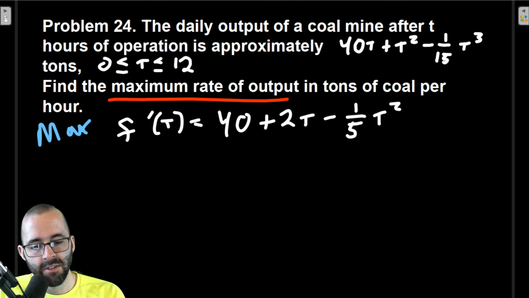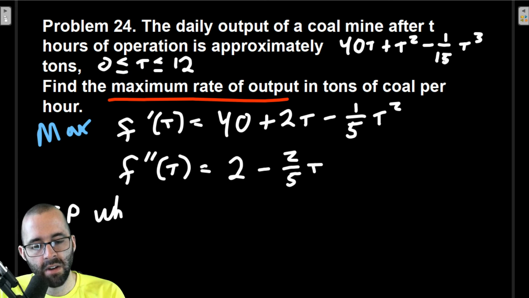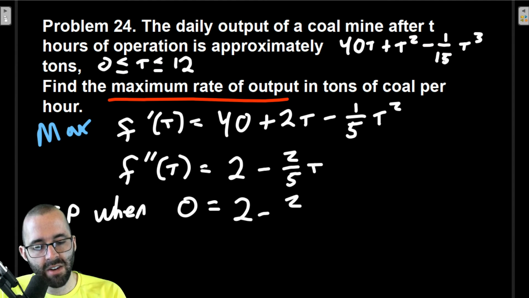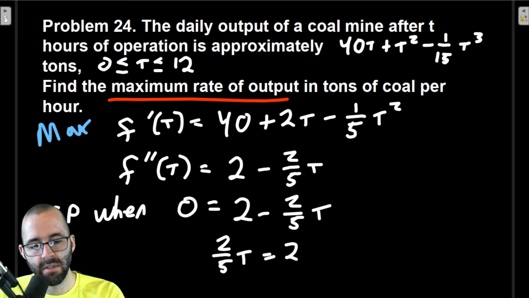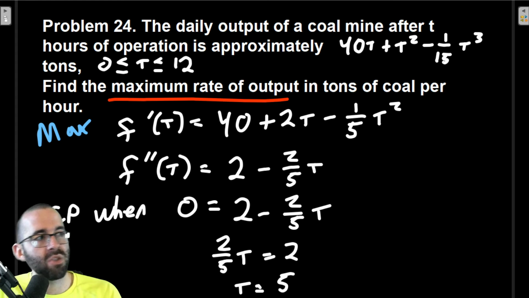All right. So let's take the derivative again, because we're going to eventually want to set this equal to 0. And that'll be 2 minus 2/5 t. Critical point, when that's equal to 0. Critical point of f prime, right? So we'll solve this equation. This is a nice little linear equation. Add 2/5 t to both sides and multiply both sides by 5/2. You get that t is equal to 5. So this is an option. This will be one candidate.